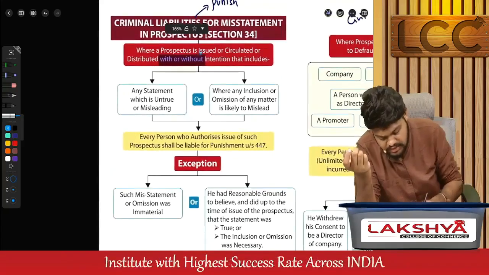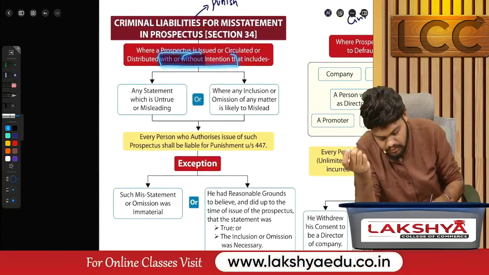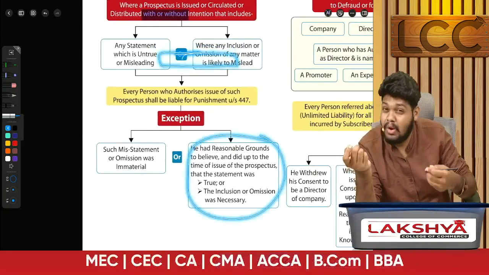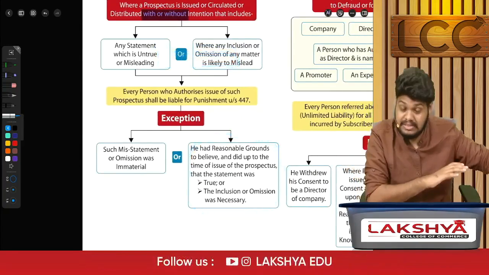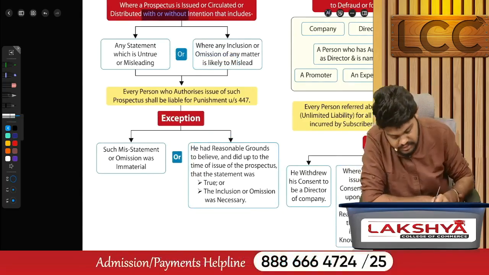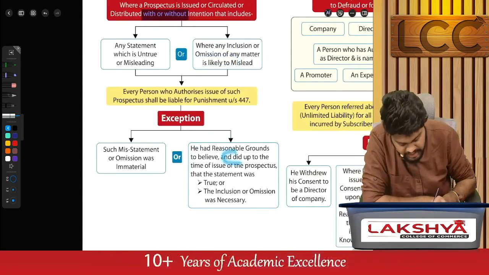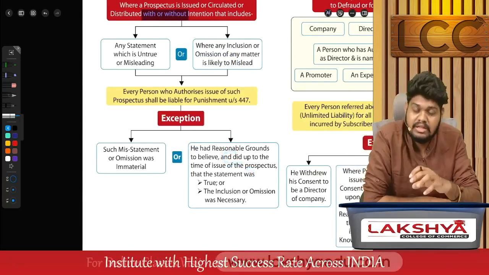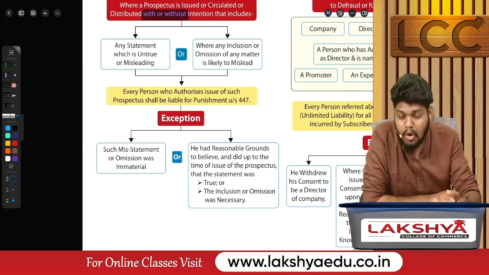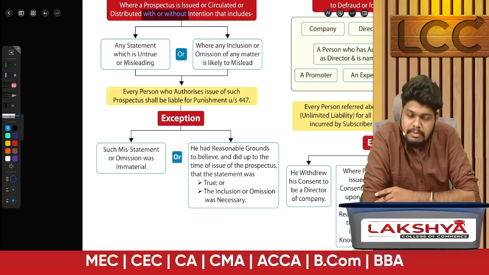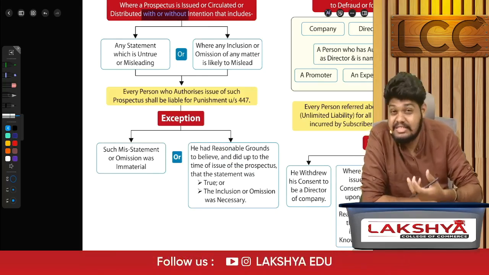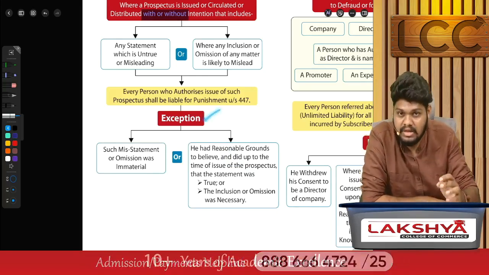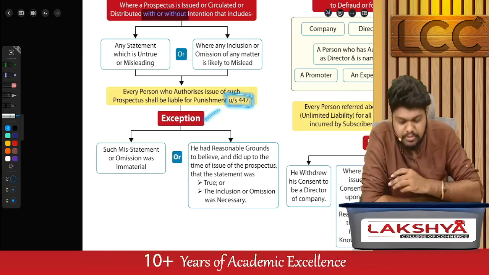So the original wordings use the words "with or without intention." Later on, they removed that logic of "without intention" by providing it as an exception, stating that if the person has reasonable grounds to believe, and believed up to the time of issue of such prospectus, that the statement was actually true, or that the omission or commission of the statements was necessary for the shareholders, then he is exempted from liabilities. Otherwise, you are liable under section 447.